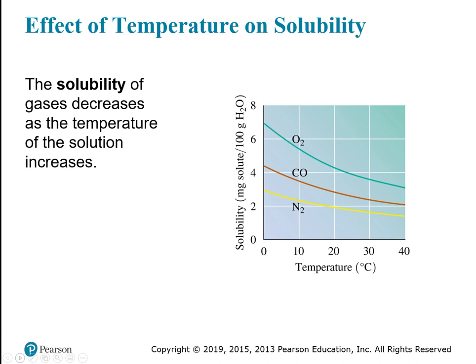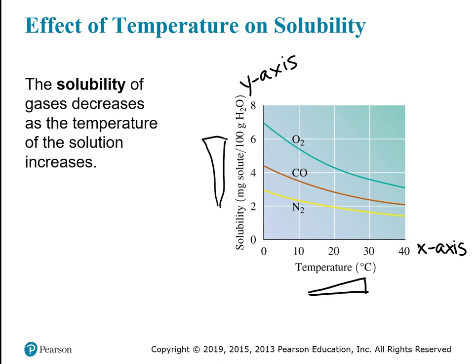When you look at this graph, on the x-axis there's temperature. So we're increasing temperature. That's what this triangle means. And your solubility is on the y. For all of these gases, oxygen, carbon monoxide, and nitrogen gas, when you start at 0 degrees Celsius, they're fairly soluble. And as you heat the solution, you get lower and lower solubility.